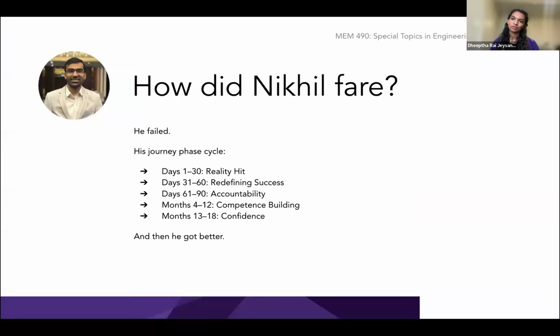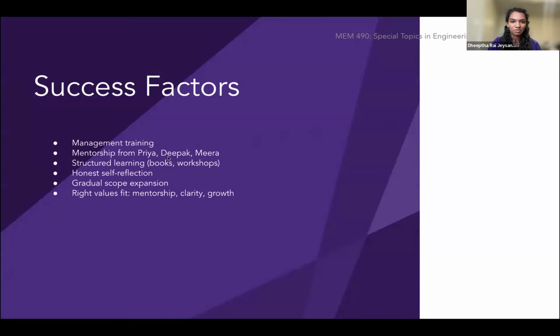And in the case, we also look at how Nikhil did. He failed, obviously. And then we travel through his journey of how it was in the first 30 days, and the next month, and then the next couple of months, and so on. So it's a little bit of detail about how he got help from his seniors. I've just listed Priya, Deepak, and Meera, who were his bosses, who helped him out through the journey.